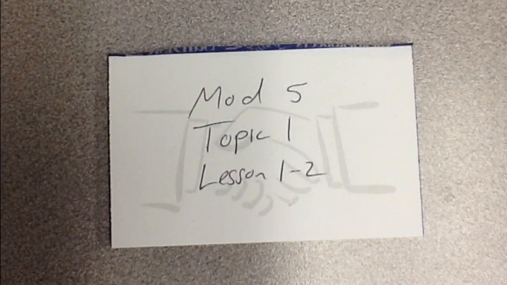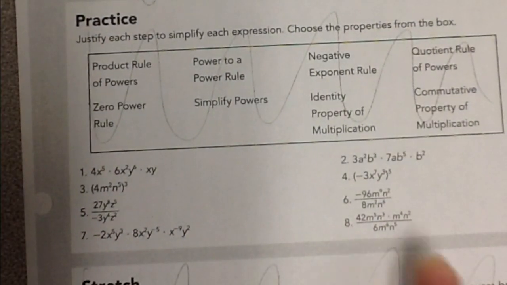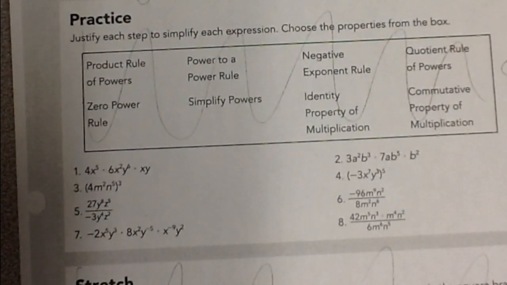We've made it to Module 5. We're on Topic 1, Lesson 1 through 2, since both lessons deal with exponent properties and exponent rules. We'll be doing just M5-41, and we will be doing 1 through 8 on the practice, but we're not going to be doing all this complicated stuff up here. We're just going to simplify them.